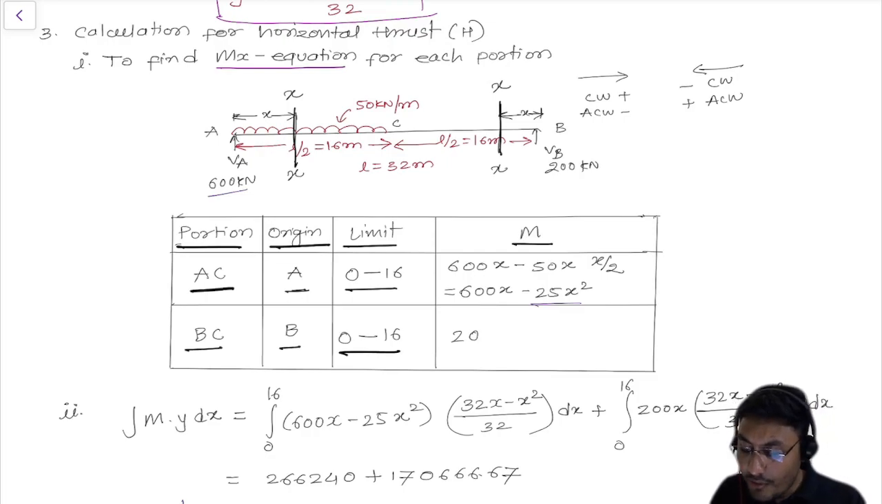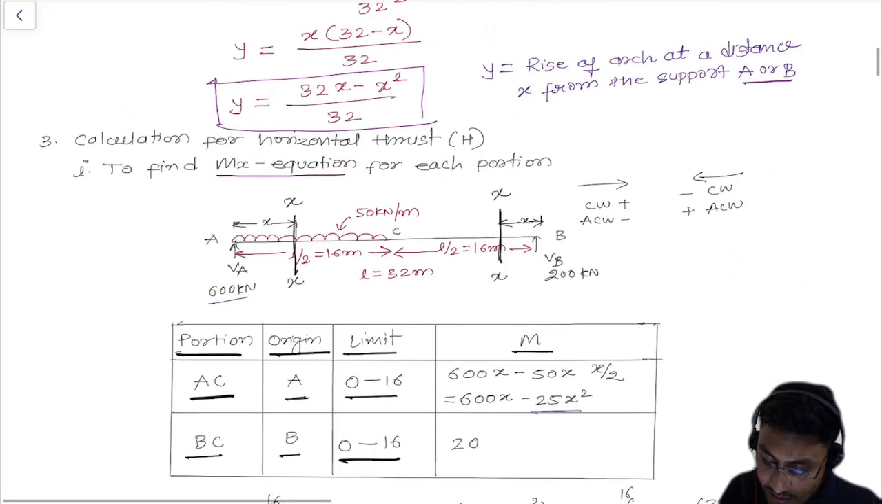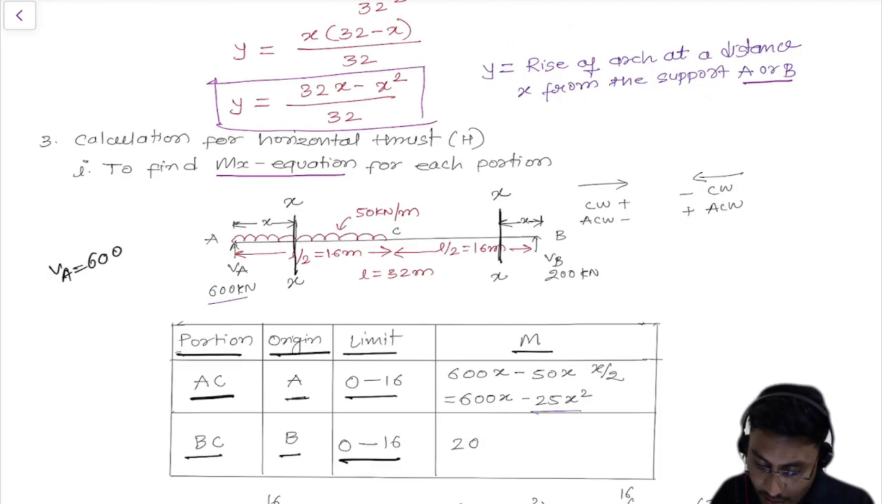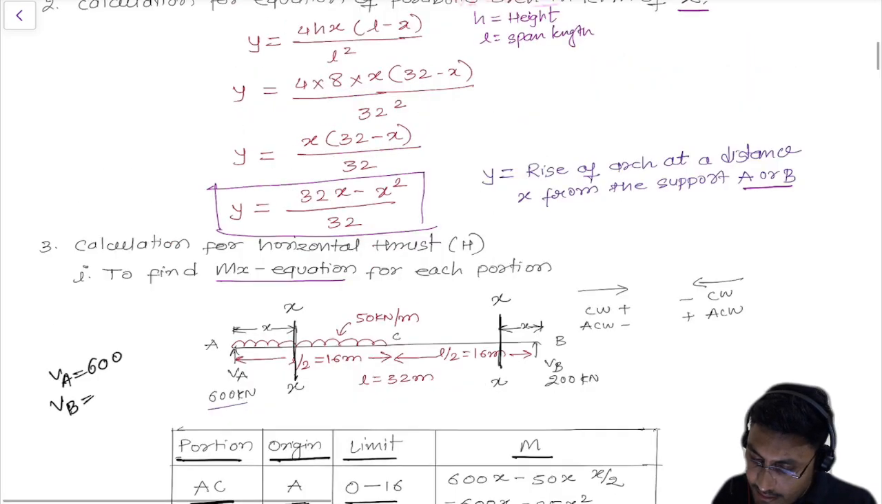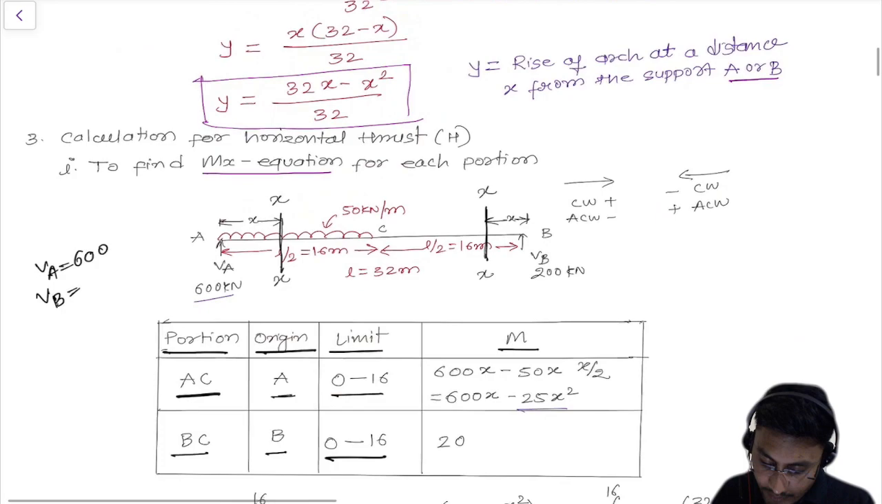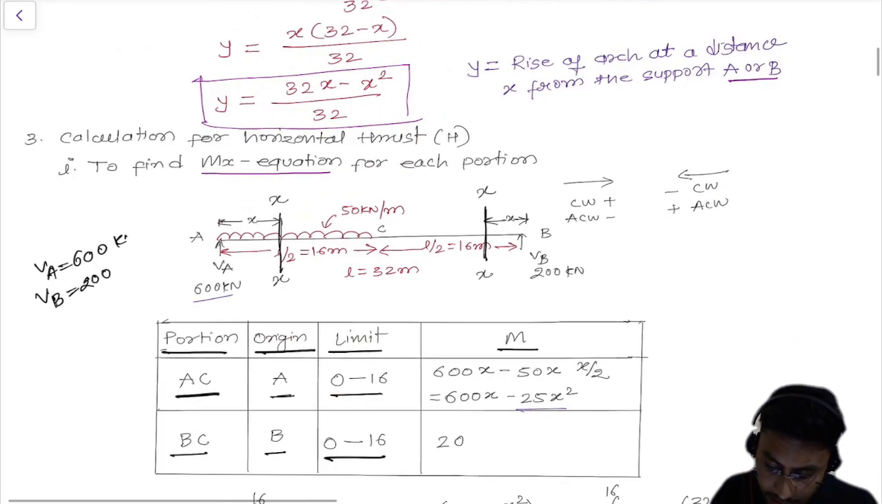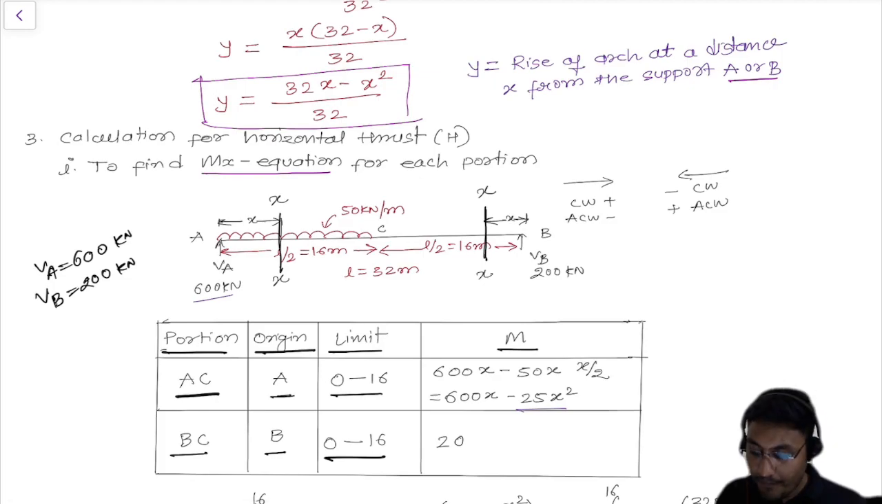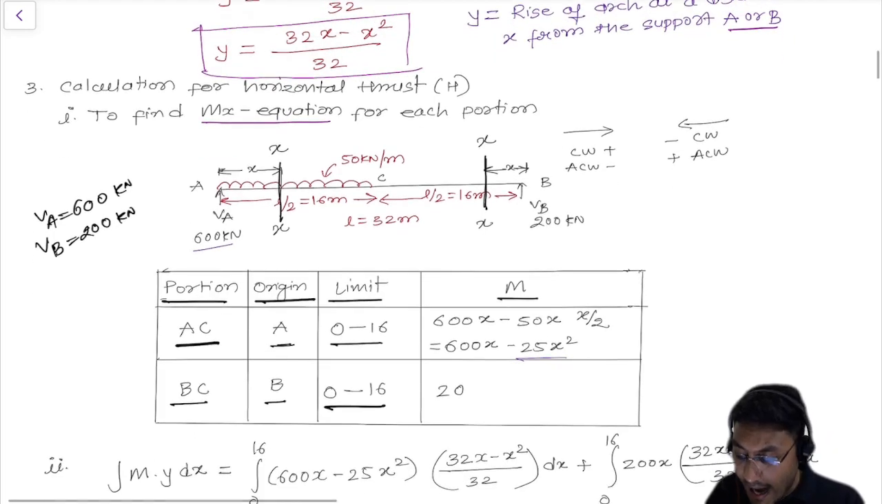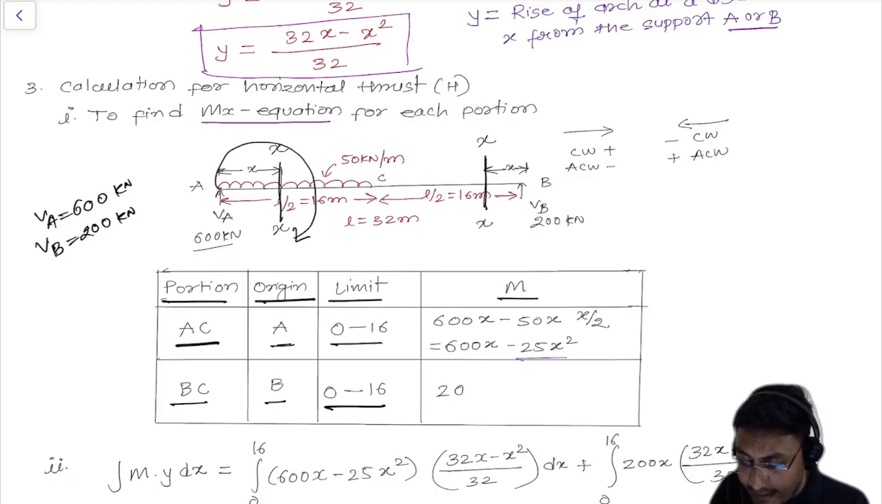Correct? Now see guys, we need to identify the moment equation for the AC portion. So how does it look? Now we have the value of VA over here, which is 600. So let's write down VA equals 600 and VB equals 200, and these are all in kilo Newton. Understand? Now, let's take a moment at this section, not at point A. We are going to take the moment at the section where we have drawn. So it is 600 into x, right? The first term we got is 600 into x.